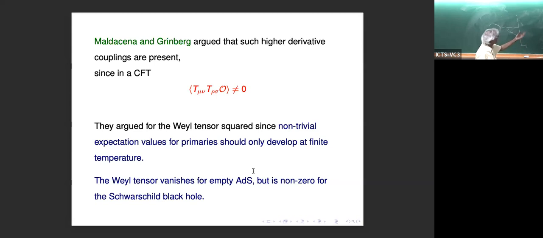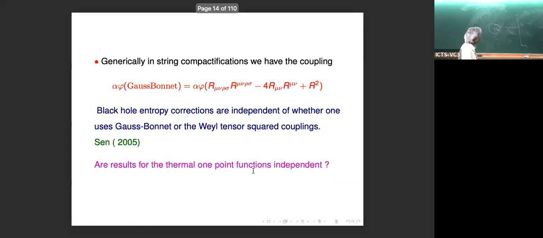And they said that it has to be the Weyl tensor because, in vacuum, there are no such expectation values. But at finite temperature, there are. And the Weyl tensor, in fact, vanishes for pure AdS. Therefore, it picks out the fact that you're in a black hole. So they argued for this Weyl tensor. But we know in general, yes.